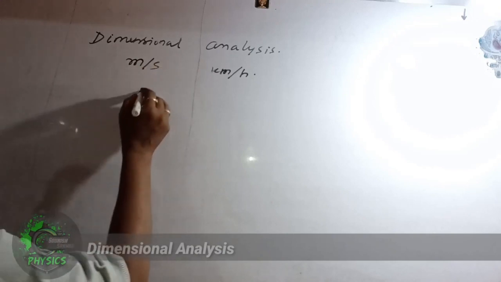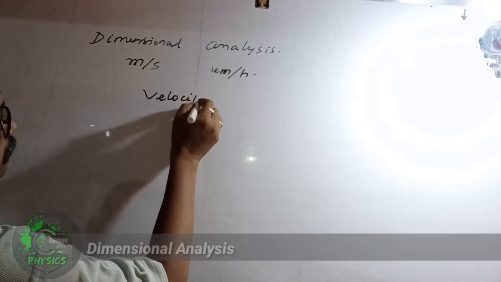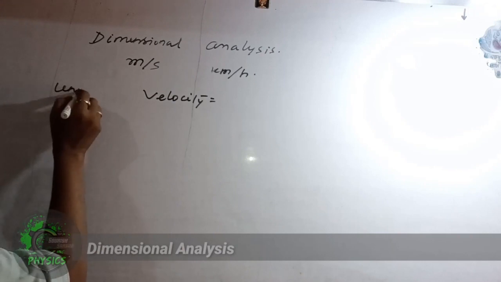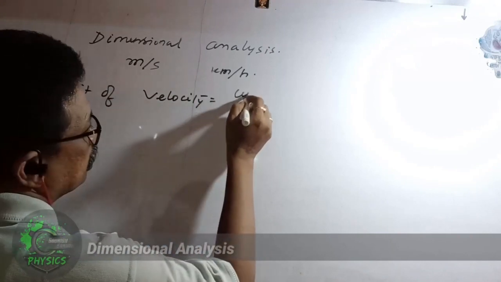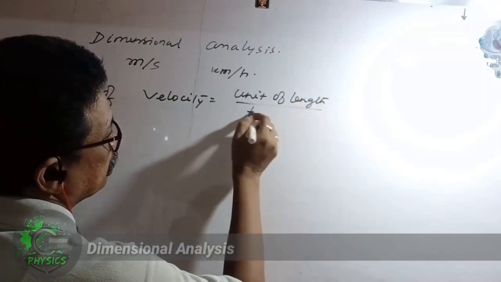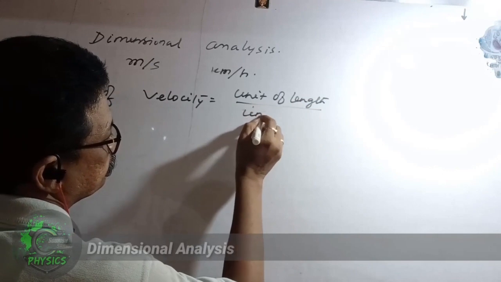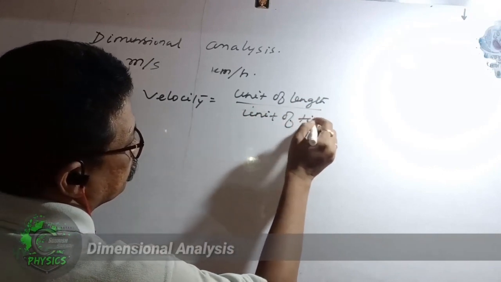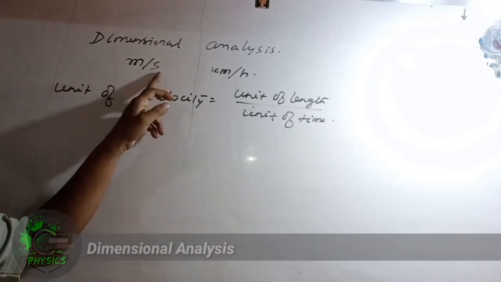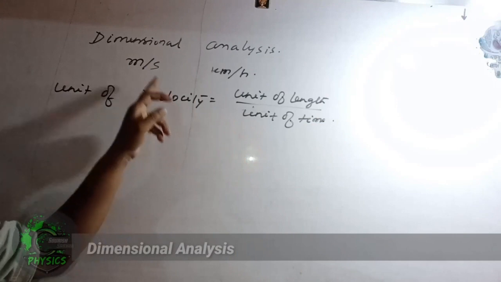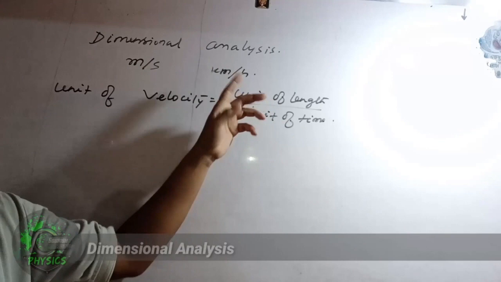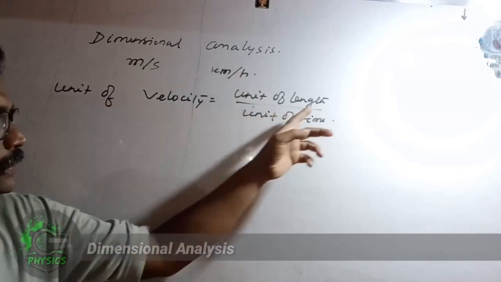So you can say the unit of velocity is equal to unit of length divided by unit of time. If the unit of length is meter and unit of time is second, then the unit of velocity is meter per second. If the unit of length is kilometer and unit of time is hour, then the unit of velocity is kilometer per hour.